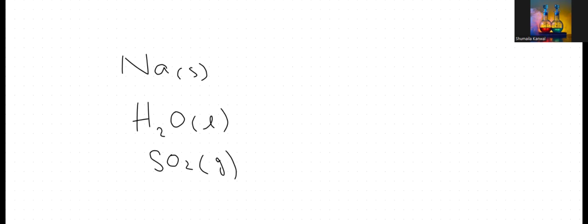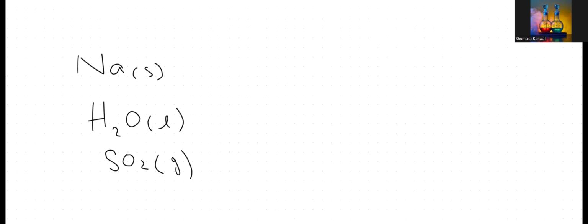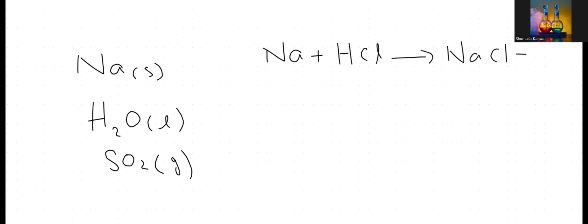Now let's try to write an ionic equation. Sodium is going to react with the acid HCl and give you a salt, NaCl, plus hydrogen gas liberated. Now the physical states: sodium is solid, HCl is aqueous, NaCl is a soluble salt in water, so you will write (aq) with it. Hydrogen is a gas and it's going to move out of the solution. These are the physical states.